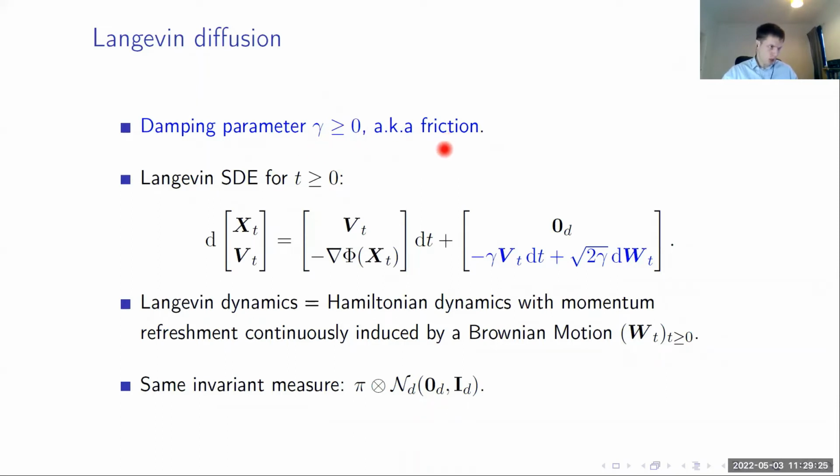So you can see these dynamics, known as Langevin dynamics, simply as a mixture of Hamiltonian dynamics with a certain refreshment of the velocity. But here, the refreshment of the velocity is done continuously, and it's induced by a Brownian motion. So it's not at a fixed time, it's just a continuous refreshment of the velocities, and this gamma parameter measures how fast the refreshment will occur. These dynamics preserve the same invariant measure pi star. That's quite clear from the definition, since each of these two parts preserves pi star.